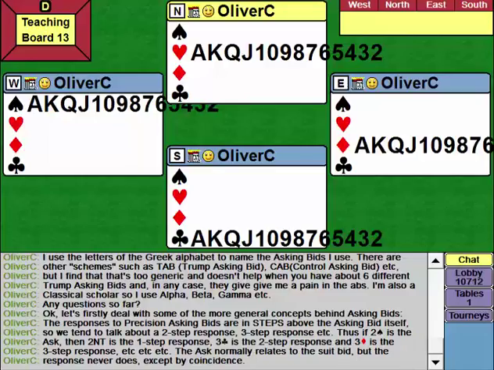Okay, so all of the asking bid responses are done in steps above the ask or above any interference that comes after the ask. Interference we'll deal with later on, but they're step responses. So you have a one-step response, two-step response, three-step response, and so on. And each of those step responses is assigned a particular meaning.